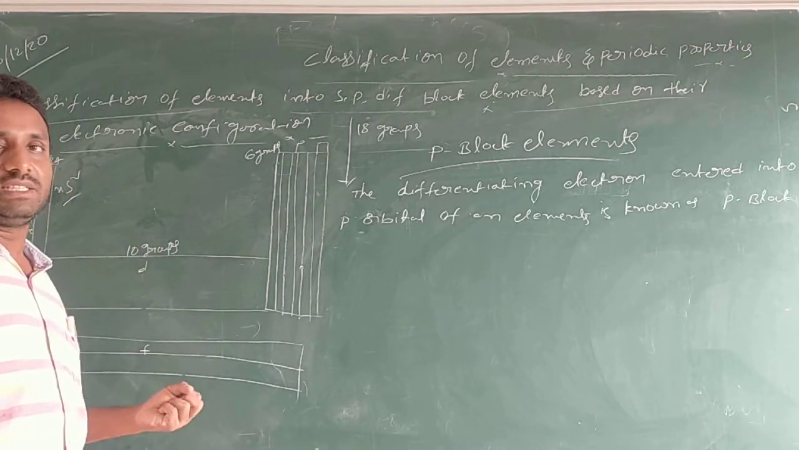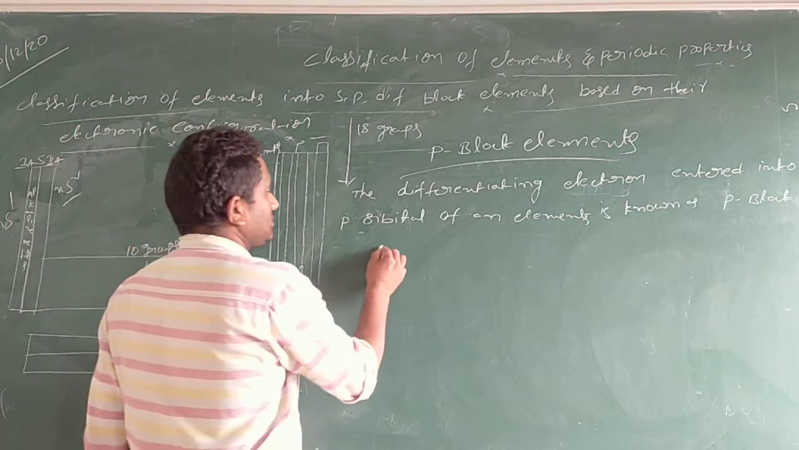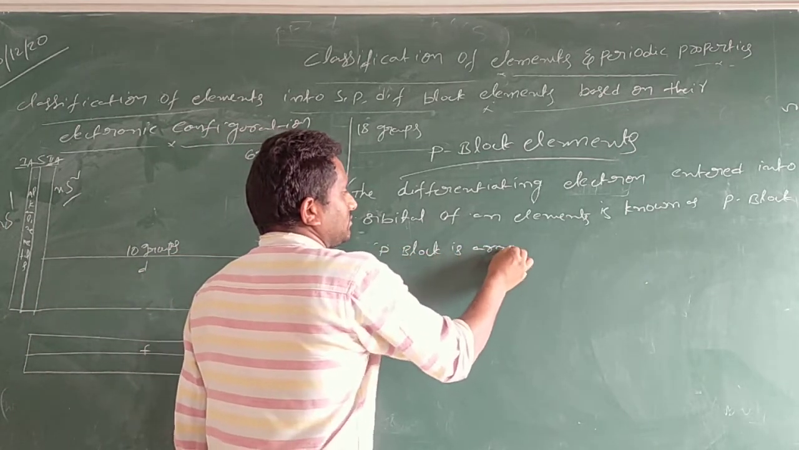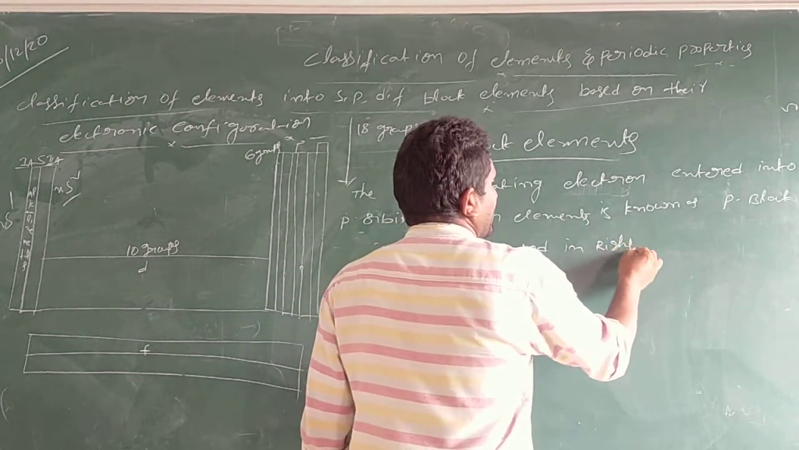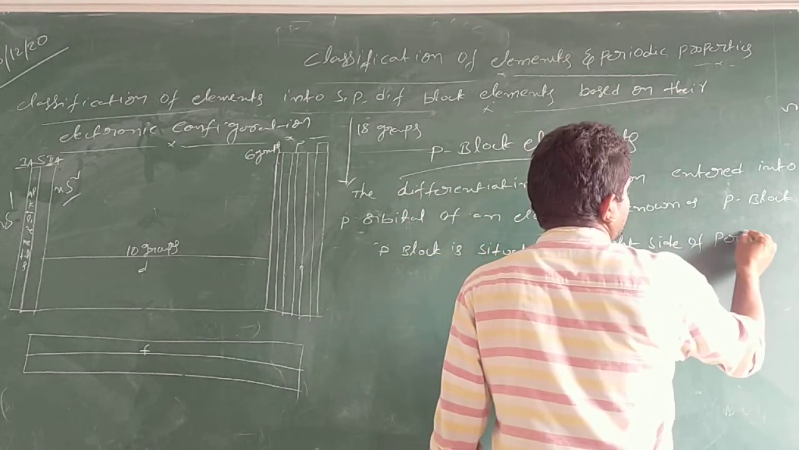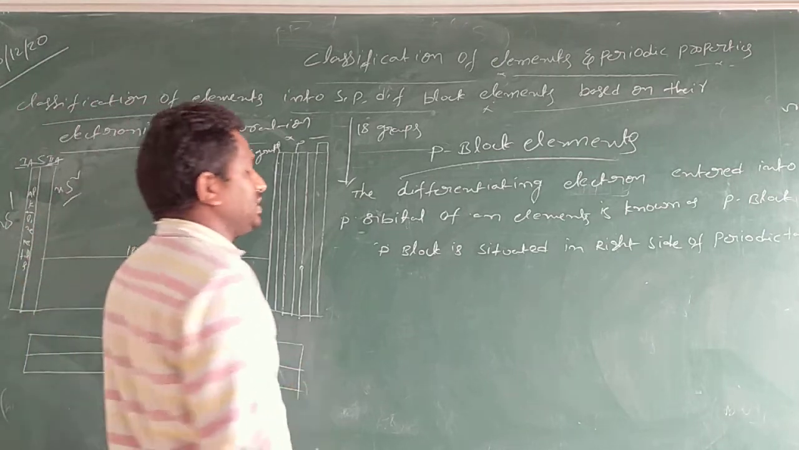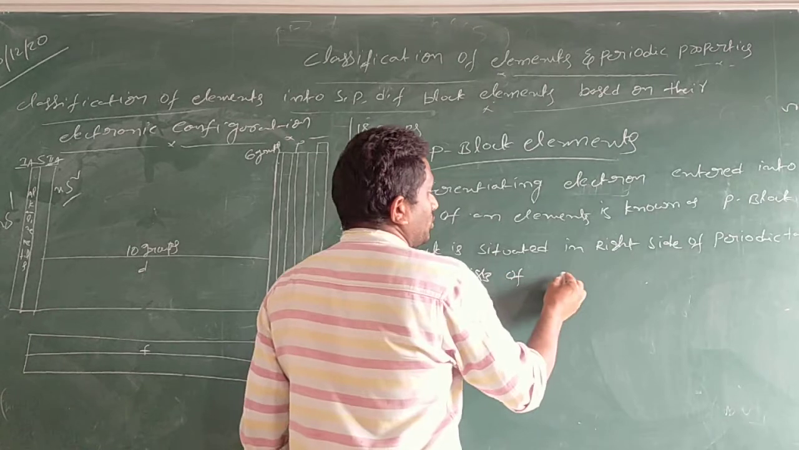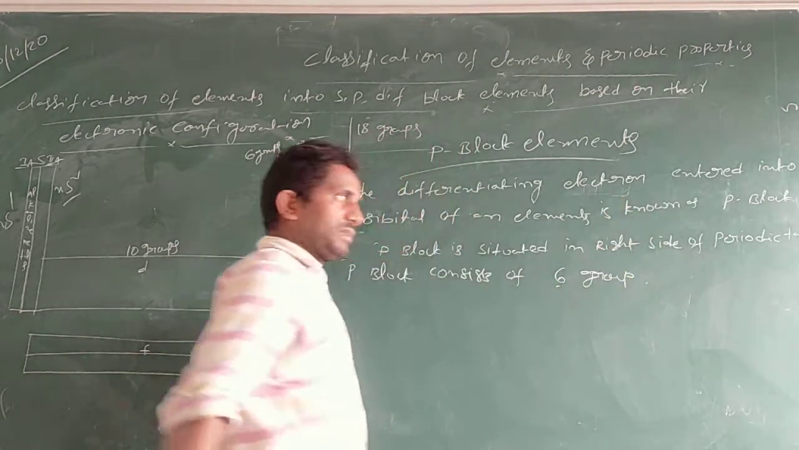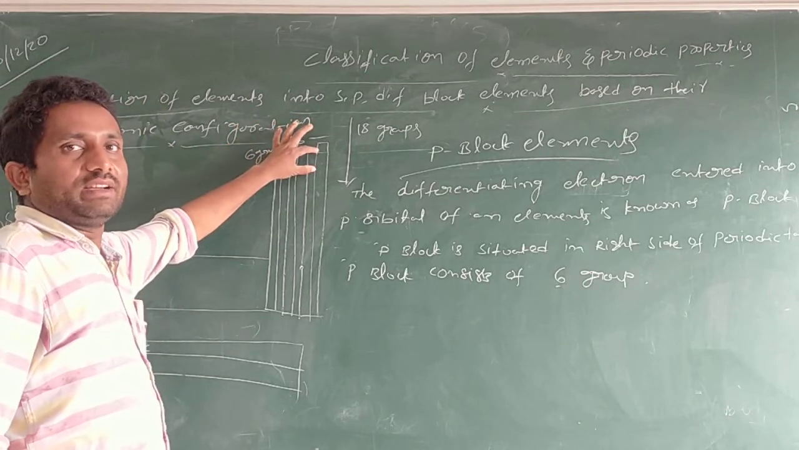These P block elements are arranged on the right side of the periodic table, while S block elements are arranged on the left side. The P block consists of 6 groups: groups 3A to 7A and the 0 group elements.